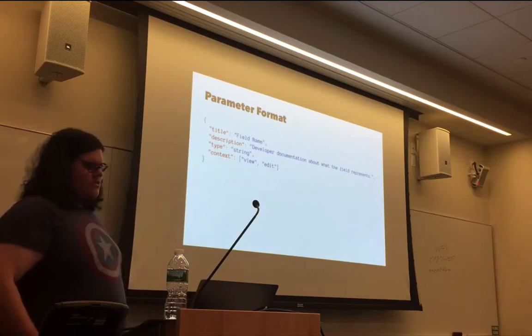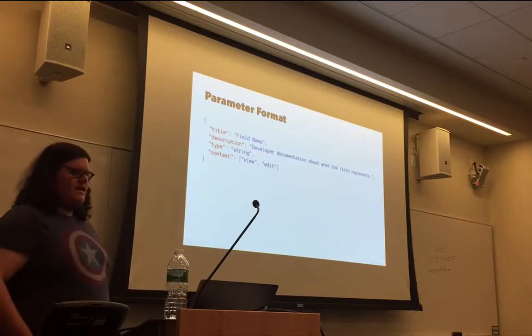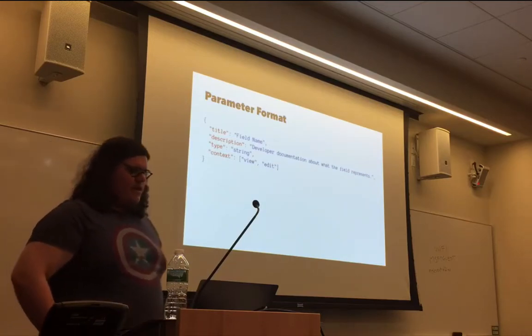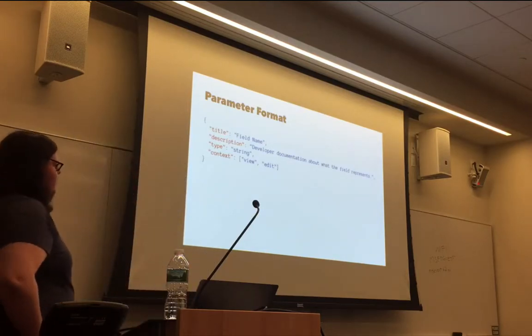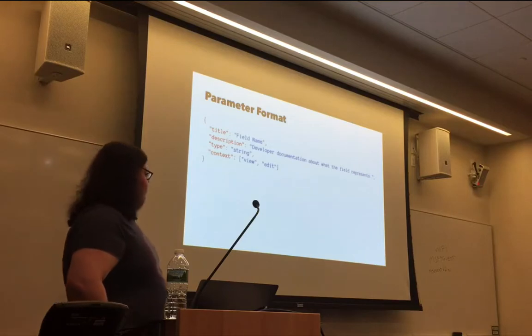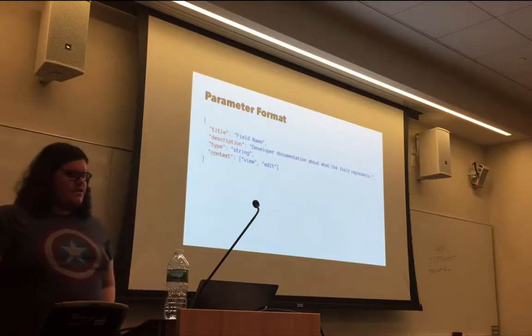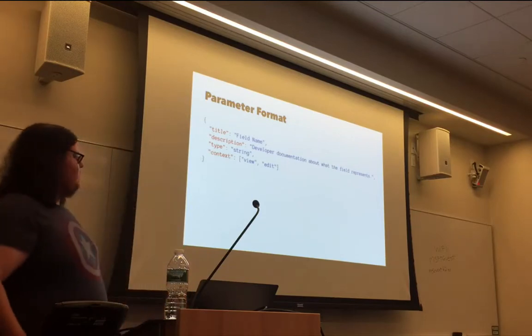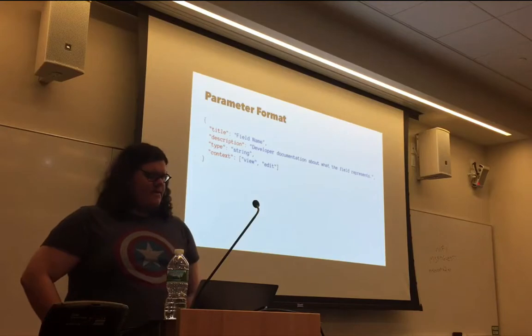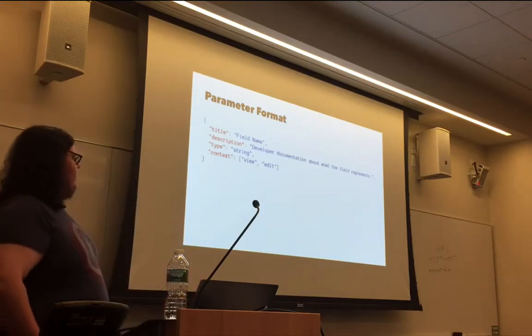So let's take a look at a super basic parameter described using JSON schema. First, we have the title field. This is basically a human readable label for what this field is called. Next, we have the description field. This is developer documentation. It describes what this actual parameter represents. Next, we have the type. This field is a string type. We're going to go over all of the different types in a second.